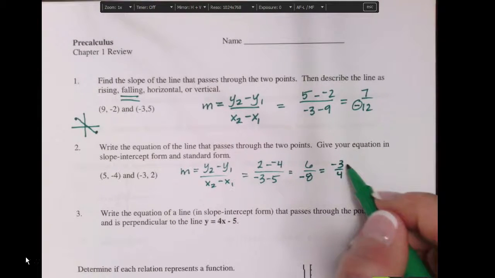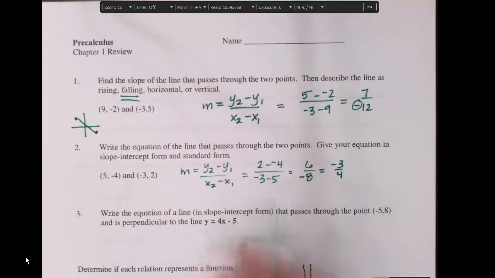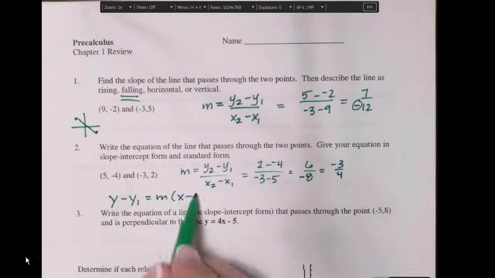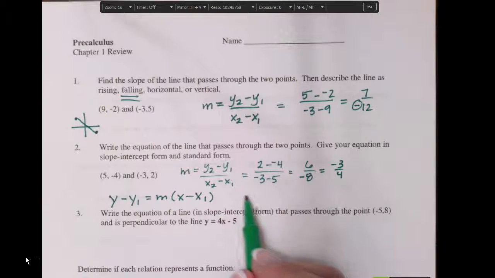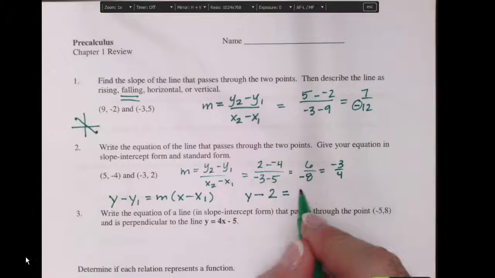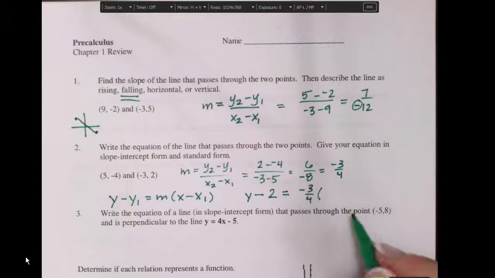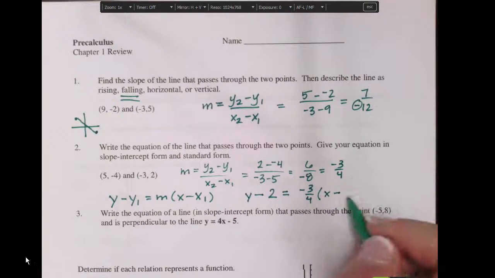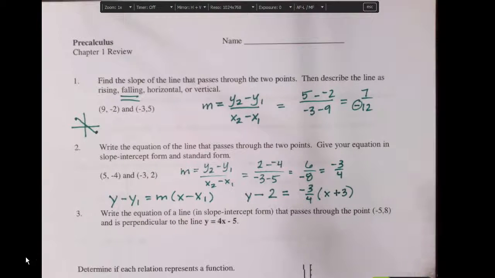So now I have a slope, and I can pick a point, and so I will use my point slope formula and substitute the values. So y minus y1 equals m times x minus x1, where the x that goes with 2 is negative 3. So minus negative 3 is the same as plus 3. And I want this in slope-intercept form, so I'm going to add 2 to both sides. And I'm going to distribute and combine like terms.